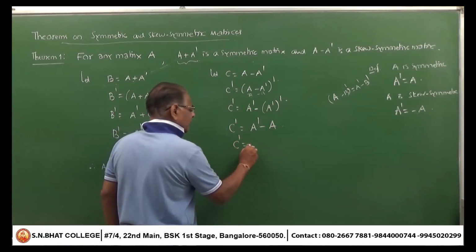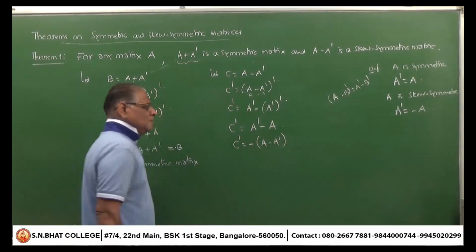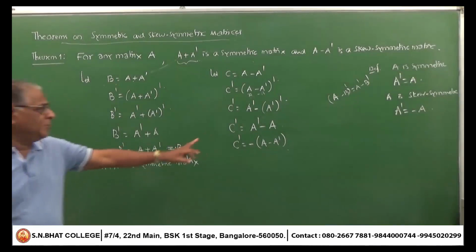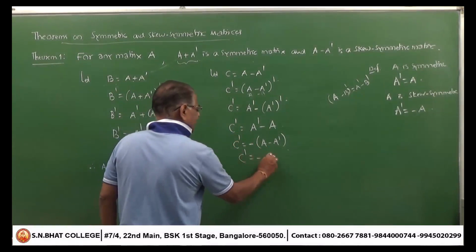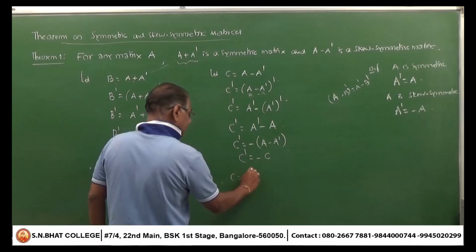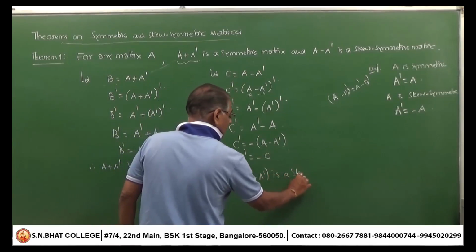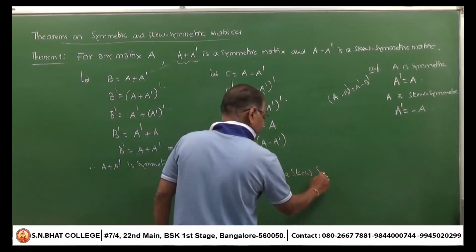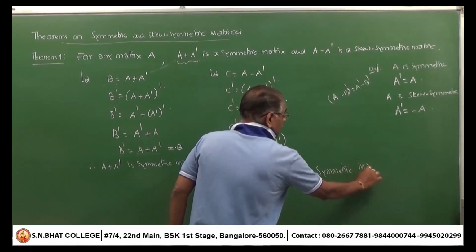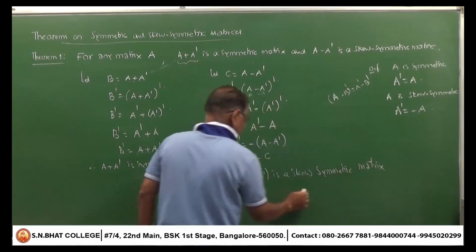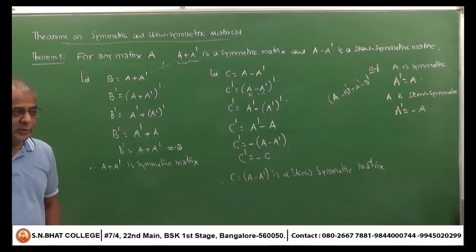Take minus common factor; it becomes minus of A minus A transpose. Therefore, C transpose is equal to minus C. Therefore, C, which is A minus A transpose, is a skew symmetric matrix.